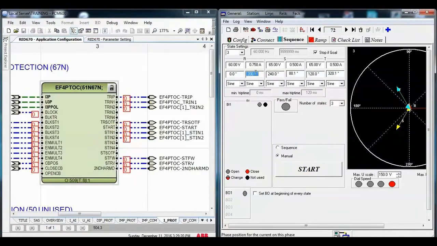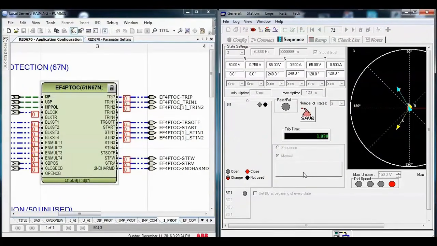Okay, let's inject the same condition, but in the forward state. I set the button to 0, injected 0.25, and nothing happened. Why? Because this current 3i node, which is formed, is greater than the step 1 current and the step 2 current, but not greater than 40% of IN in the greater direction.